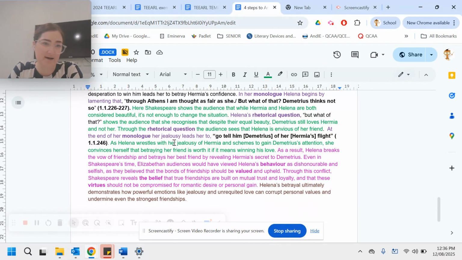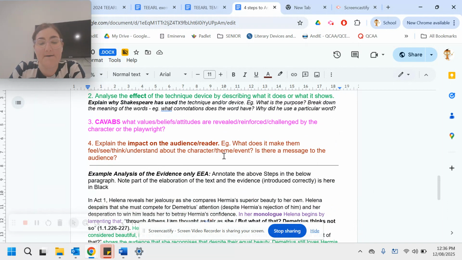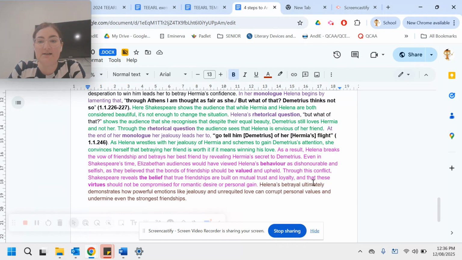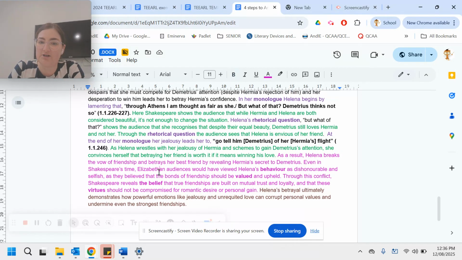Okay, so it's not just about finding the evidence, analyzing it. You have to link it back to why it matters. What does it show about the time, or what does it show us about the values, attitudes, and beliefs of the characters? Right, and then I link it back, okay, which is the impact on the audience or the reader. So what does it make them feel, see, think, understand about the character, theme, or event? When I say Helena's betrayal ultimately demonstrates how powerful emotions like jealousy and unrequited love can corrupt personal values and undermine even the strongest friendships.